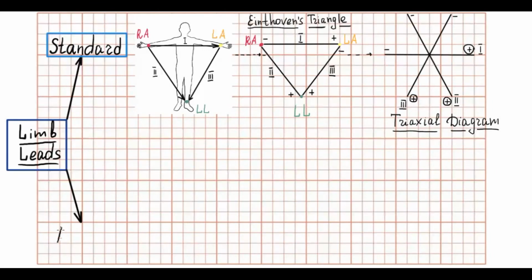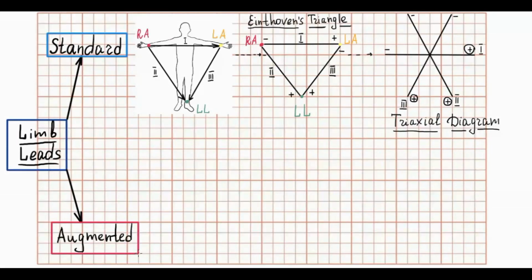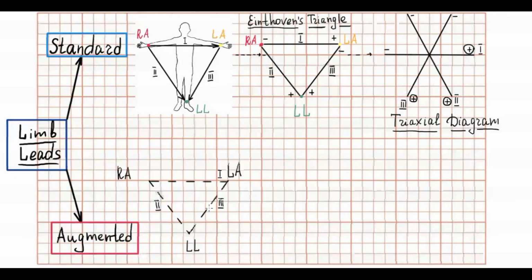Augmented leads record the electrical voltage between an electrode close to zero potential and active electrodes of the limb. Because the sum of voltages of the right arm and left leg equals 0, the central terminal has a zero voltage and is called the electrical heart center.